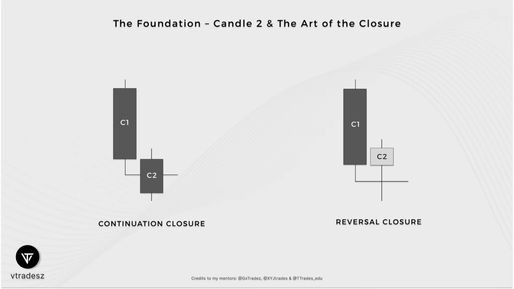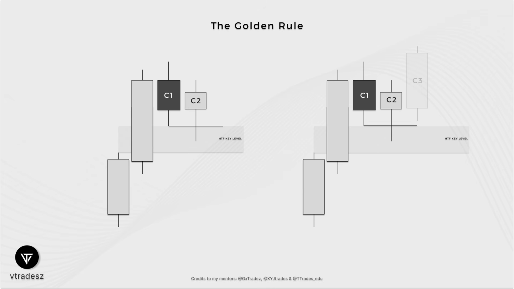In a bullish reversal scenario, candle 2 sweeps the low of candle 1, but then rallies to close back inside candle 1's range, above the low. In a bearish scenario, it sweeps the high and closes back below it. The golden rule: you cannot just trade every sweep and close.